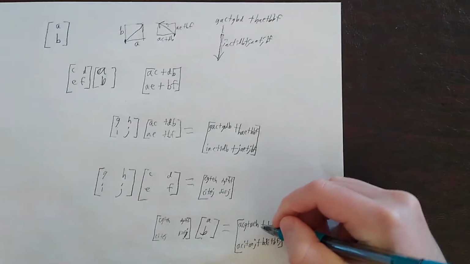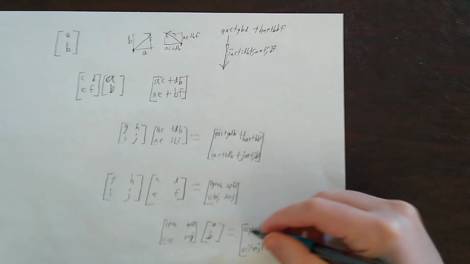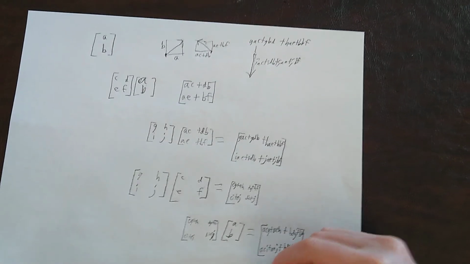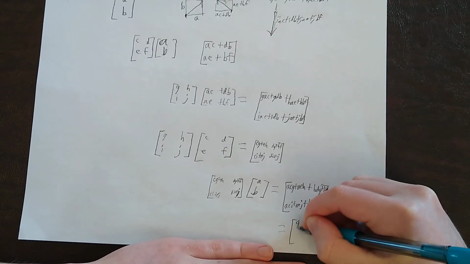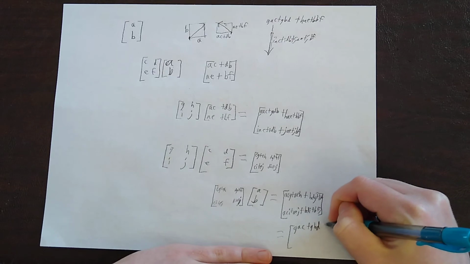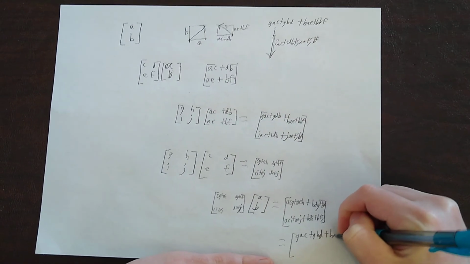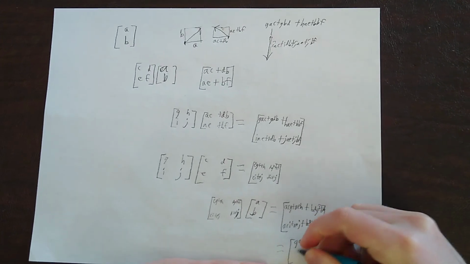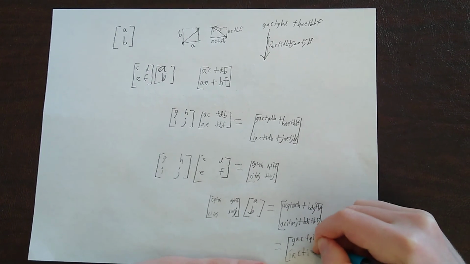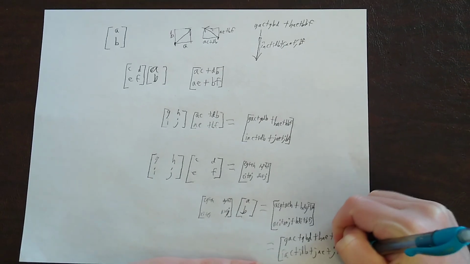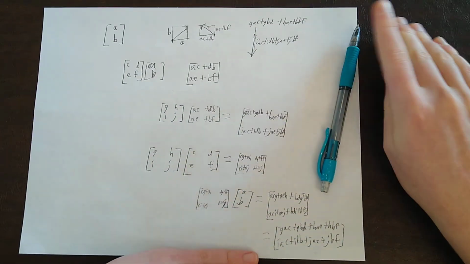As you can see, with just a little bit of switching around of these positions, that is equal to this vector. So now you know how to multiply matrices.